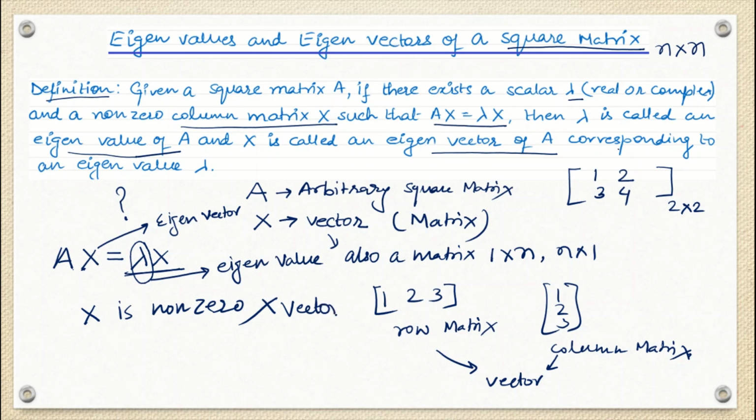Eigenvectors cannot be the zero vector, but there is no restriction on the eigenvalue. The eigenvalue can be zero, but the eigenvector cannot be zero.